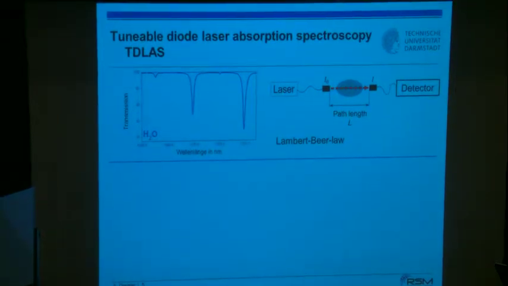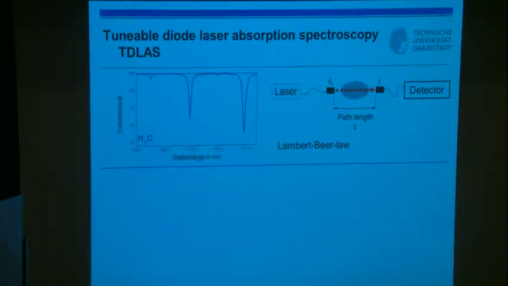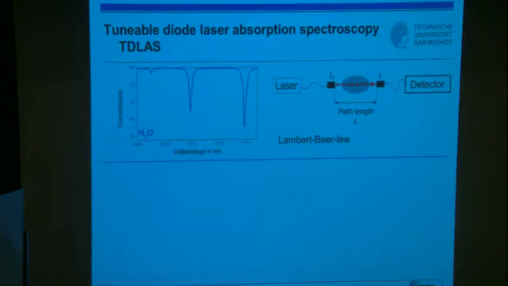tunable diode lasers. Because those components are robust and have been developed for telecommunication purposes, but in the recent years, the last 10 years as well, we have seen that these diode lasers have been extended not only to work in the near infrared, but as well in the mid infrared. But here's an example where water is traced by a DFB diode laser operating in the near infrared in a region where as well telecommunication takes place.